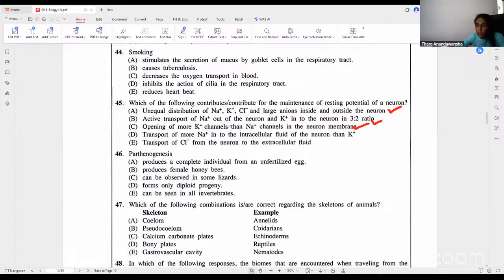Transport of more sodium into the intracellular fluid of the neuron, then this is wrong. Transport of chloride from the neuron, then chloride is also not going anywhere, okay? So the answer is answer 5 because A, B, C are correct here, okay?